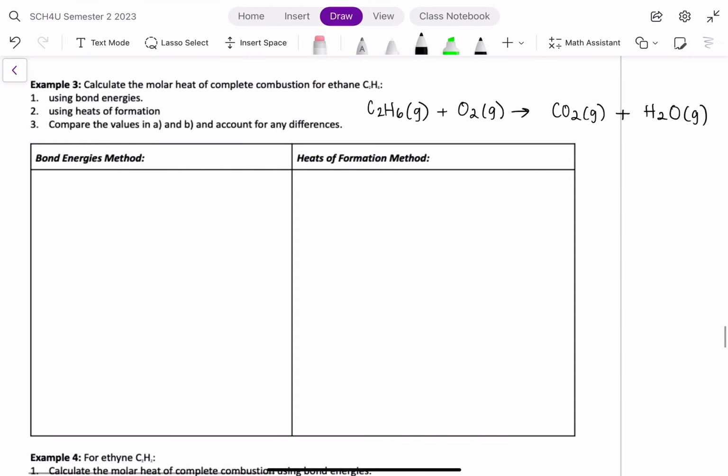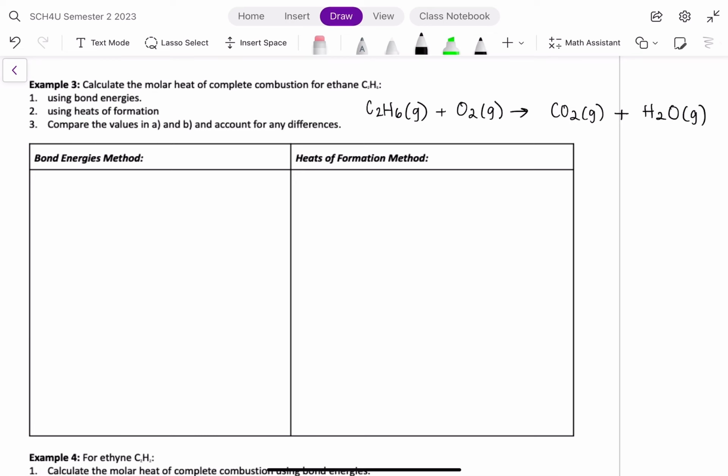And this question is asking to use both methods that we've learned so far. On the left-hand side, we're asked to use the bond energies method. And on the right, we are using standard enthalpy of formation, so from the previous lesson.